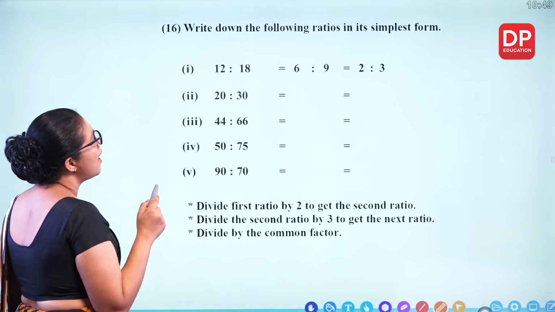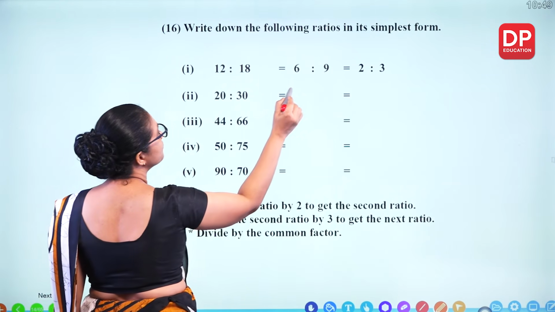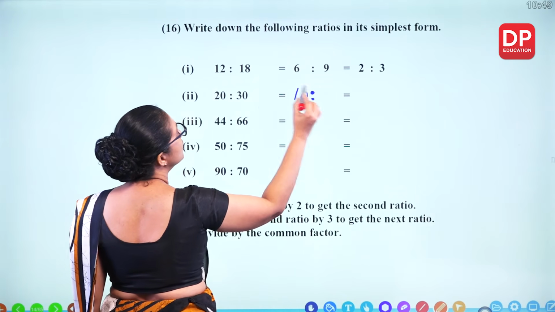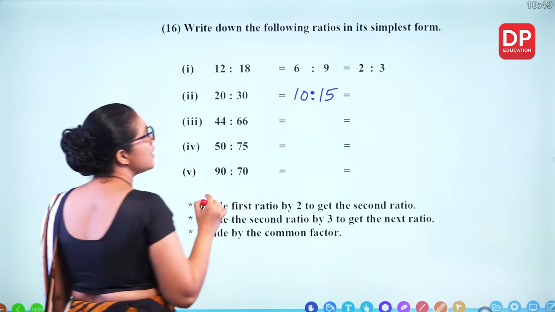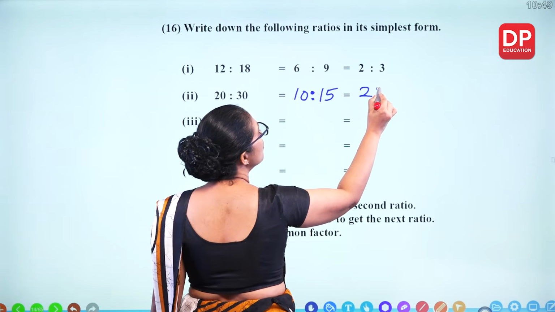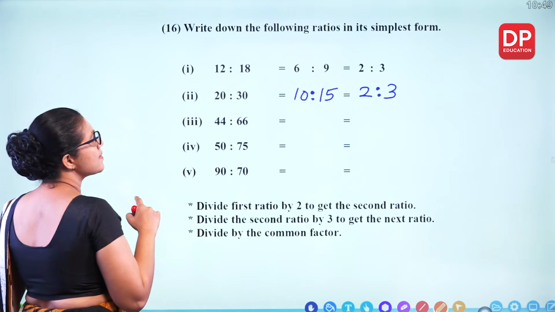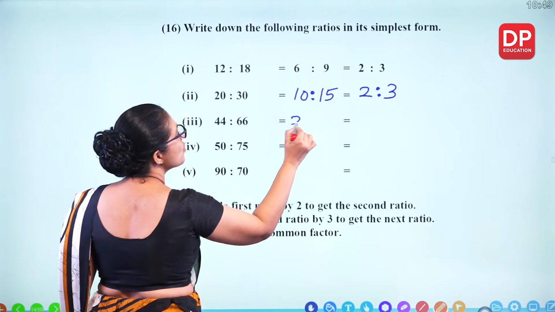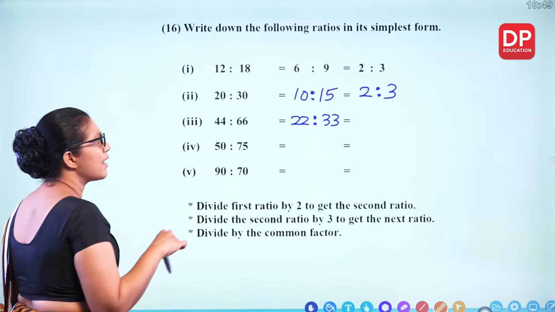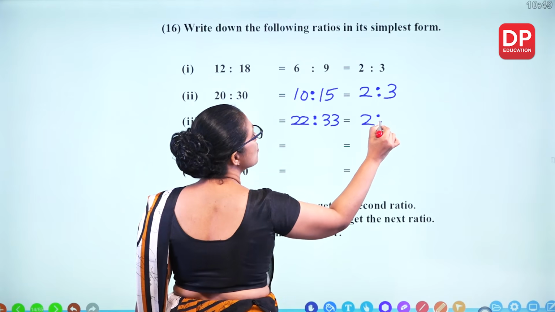So here I can divide by 2. 10 to 15. Then I can divide by 5. 2 to 3. 44 and 66, I can divide by 2. 22 to 33. Then I can divide this by 11. 2 to 3.